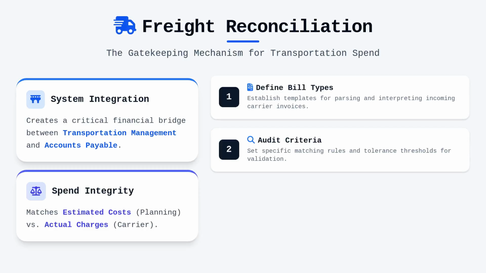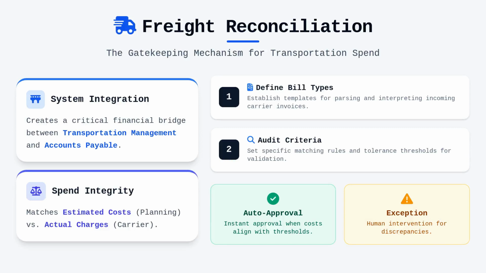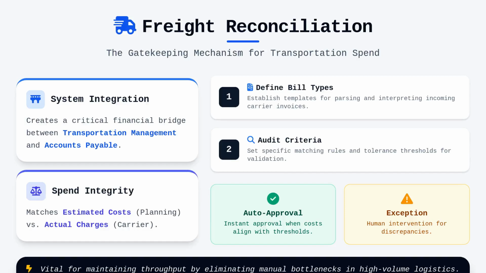You must establish matching audit criteria that define exactly what the system should look for when comparing a freight bill to a carrier invoice. If the invoice amounts align perfectly with your internal estimations or fall within a predefined tolerance threshold, the system can automatically approve the charges without requiring human intervention. This automation is vital for maintaining throughput in high-volume logistics environments where manual verification of every line item would create an unsustainable bottleneck.